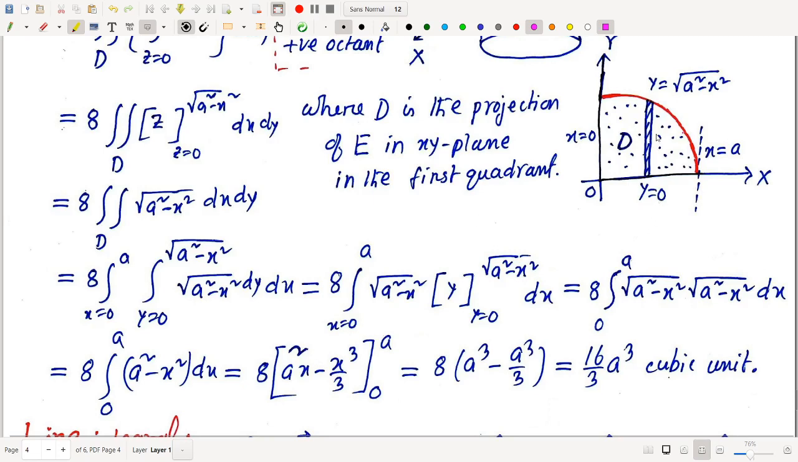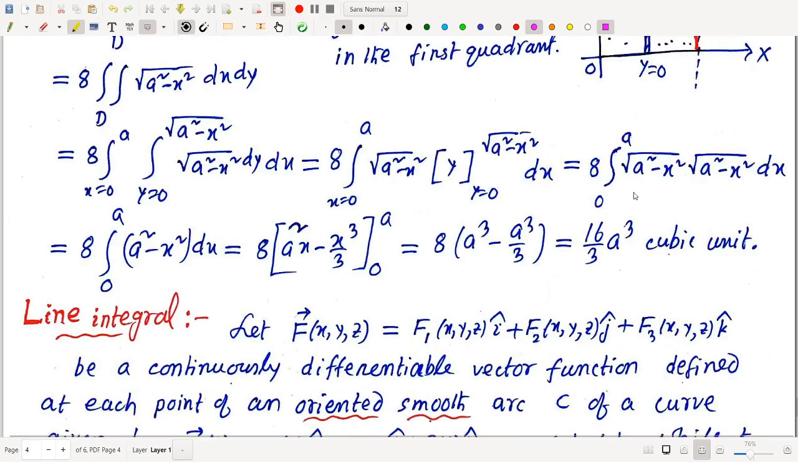Then this strip is moved from x equal to 0 to x equal to a, and the whole circular region is covered. So x goes from 0 to a, y from 0 to root over a square minus x square. dy dx means we have to integrate with respect to y first, over the limits of the y variable. Root over a square minus x square is constant, the integration of 1 dy will be just y, upper limit root over a square minus x square and lower limit 0, so we get root over a square minus x square, multiplied by 2 here.